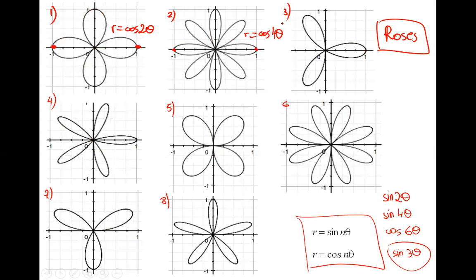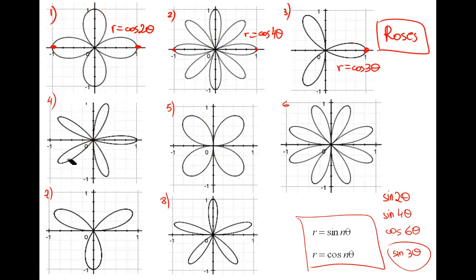Number 3. Oh, Kyrie, who said sine? Can you see we still have values on the x-axis? Yes, that means no sine, because sine at 0 is 0. That means it's cosine, and it's this. Excellent.